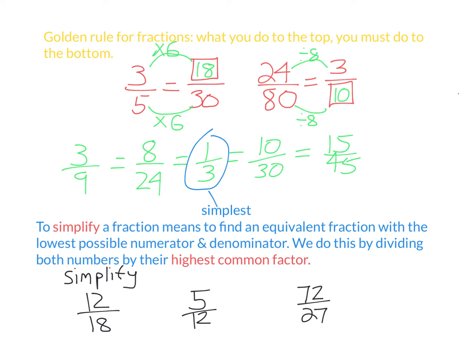So we need to be able to simplify fractions. We need to be able to take fractions like these and write them in their simplest form, because simplest form means the fraction's so much easier to work with. So if I simplify 10/30, I get a third.